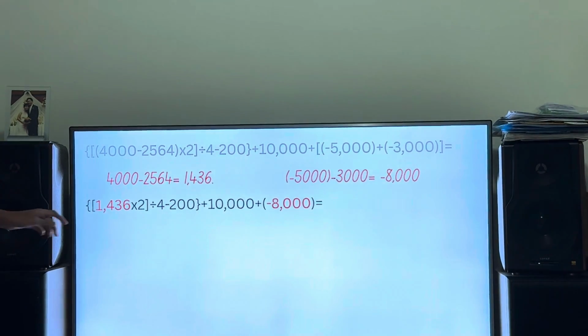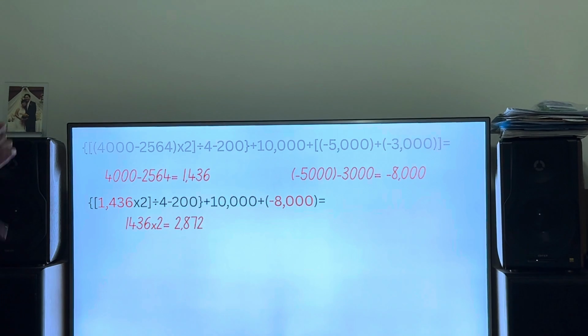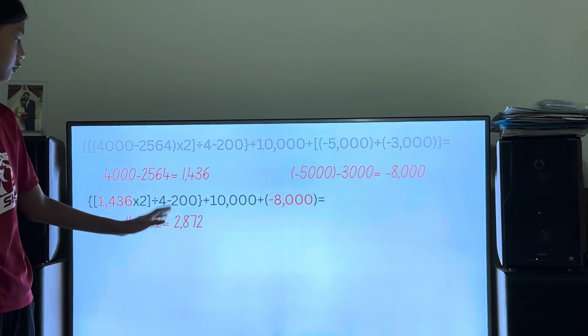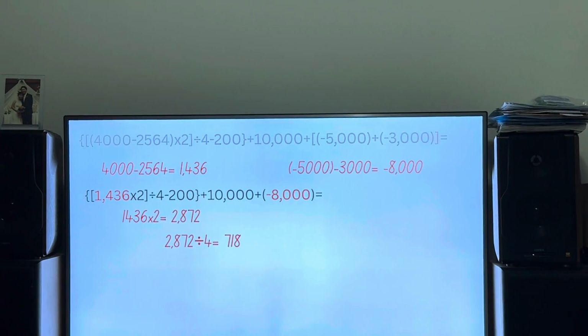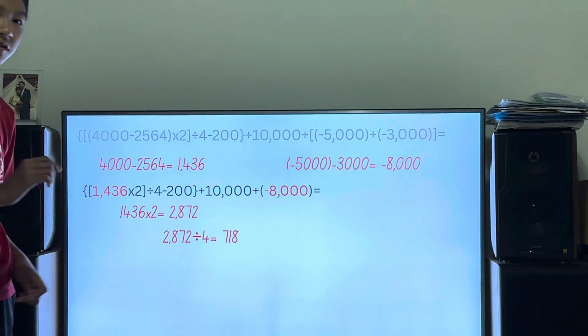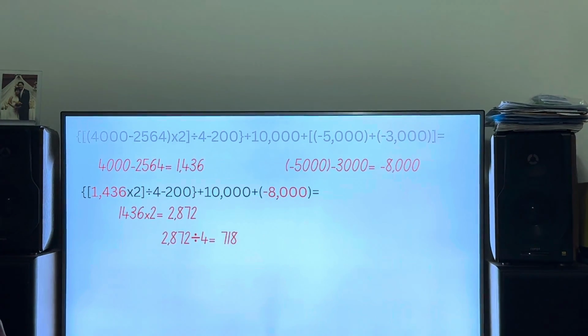Next, it becomes now multiplied by 2 because his amount of apples doubled after he got that amount of money. So now it becomes multiplied by 2, so 2,872 apples. But then after that, the flies ate his apples, of course. So now he's only left with 718 apples after dividing by 4.